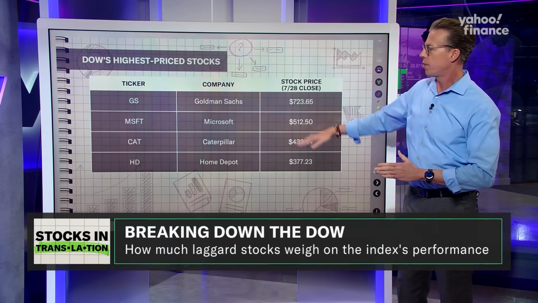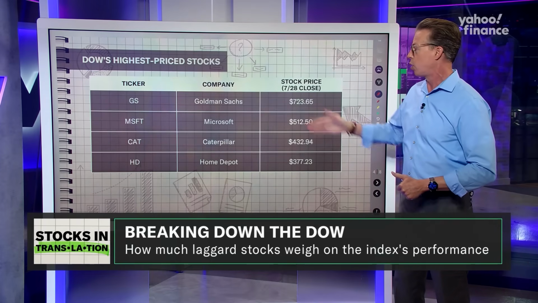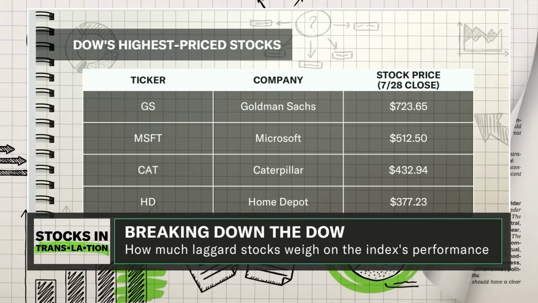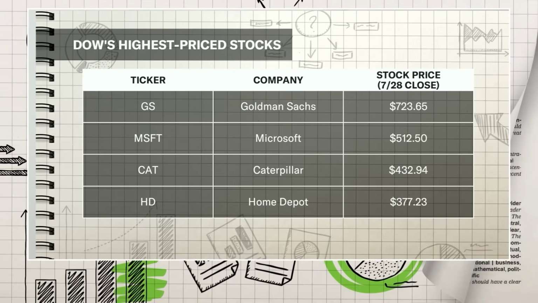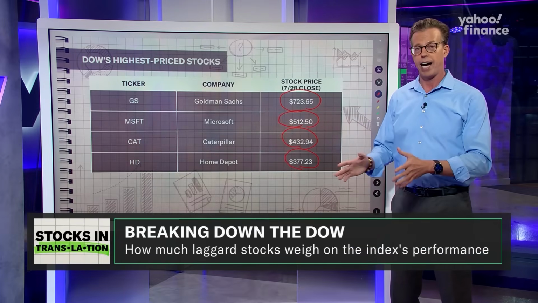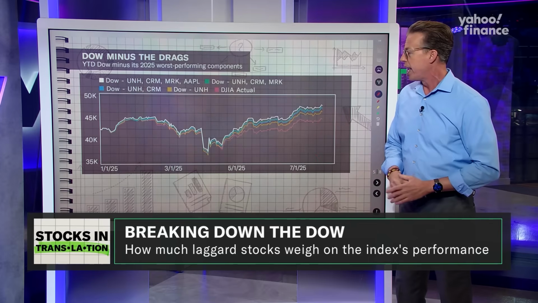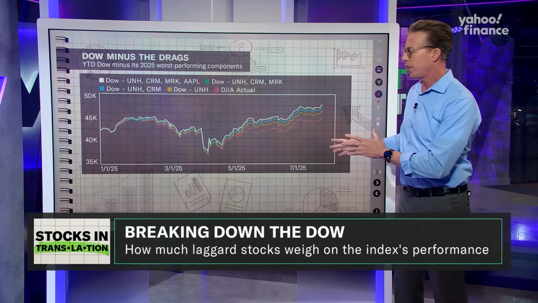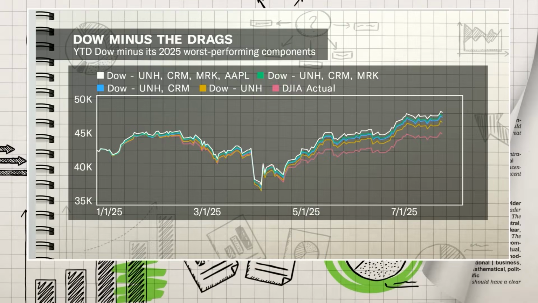Now, here's a list of the 4 top stocks by price. Goldman Sachs is right at the top with $723.65 as of the close yesterday. Microsoft is number 2, Caterpillar is number 3, Home Depot is number 4. Now, United Health has a stock price of about $267 today, but just a few months ago, it topped out at about $600. So it actually would have been number 2 in this list had it not seen such a big slide. And I went in and calculated what the Dow would look like with different configurations here.